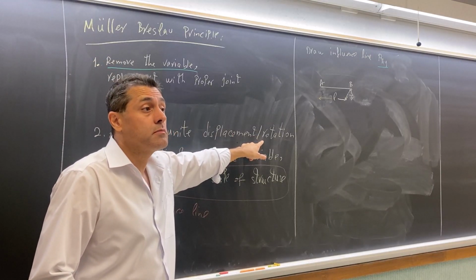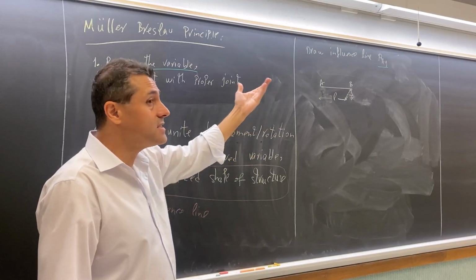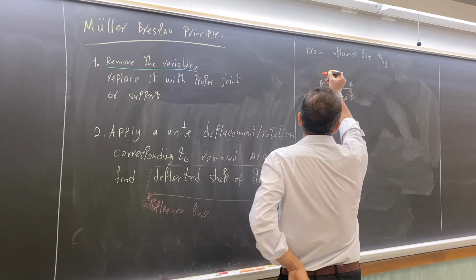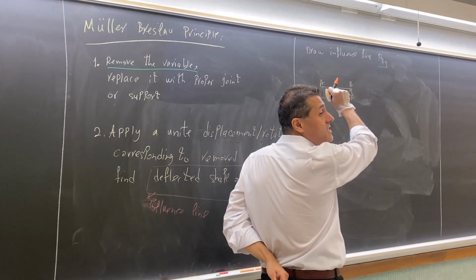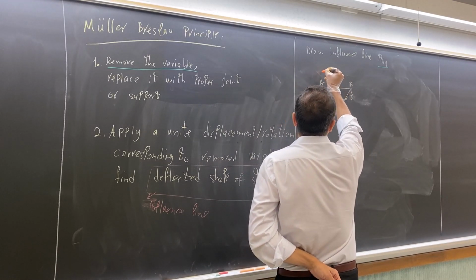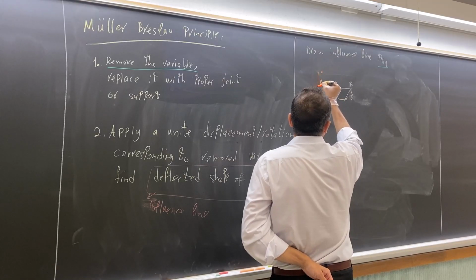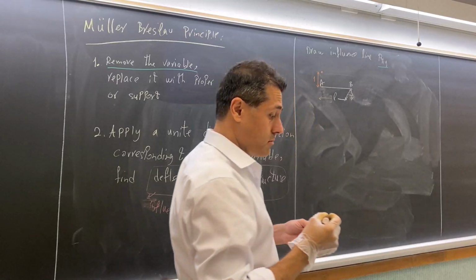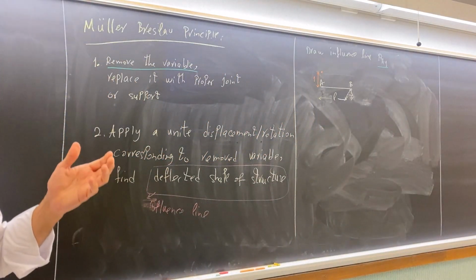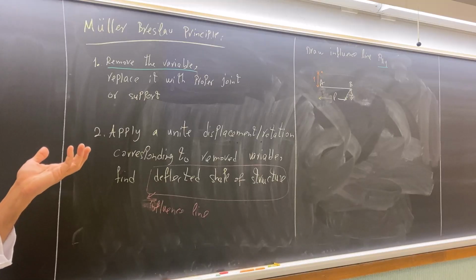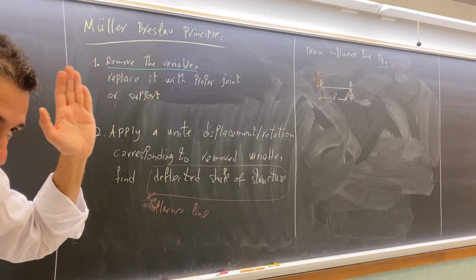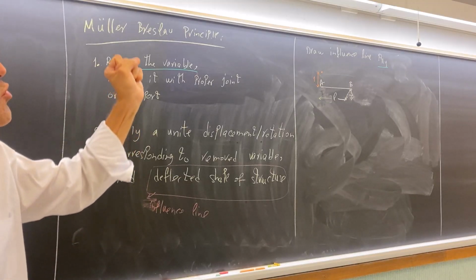Which one? I must apply displacement because it wasn't a moment. So now I apply a unit displacement. It means I hold point A with my hand and I just move it upward with a unit displacement. I don't rotate it because it wasn't a moment. It was a reaction, it was vertical, so corresponding to that vertical reaction, I just move it upward.